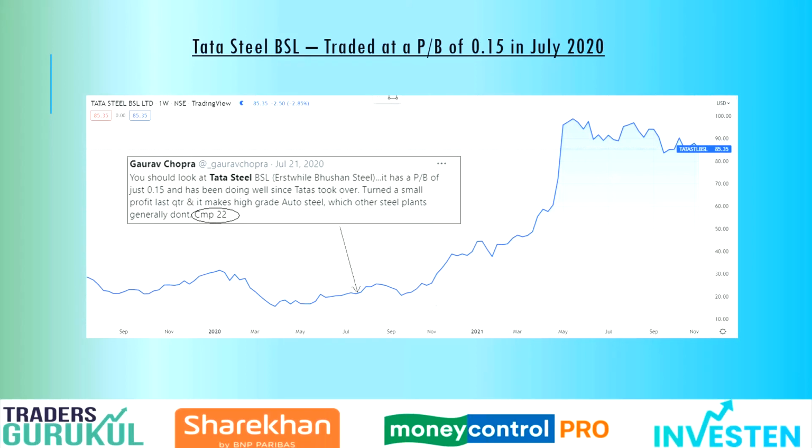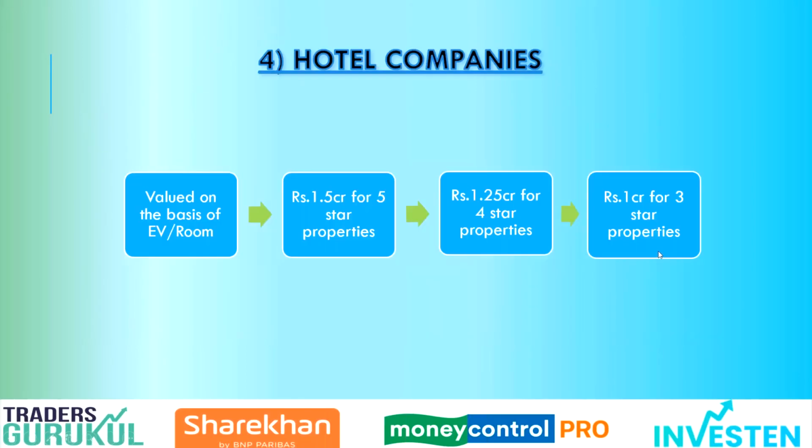So next we'll consider how to value hotel companies. This is another sector where one should avoid looking at the underlying earnings or the PE multiple. Hotel companies are best valued on a EV per room basis. So generally for a 5-star property, the EV per room is 1.5 CR. For a 4-star property, it is 1.25 CR. And for 3-star, it is 1 CR. I will try to explain this using an example of Indian Hotels in the next slide.